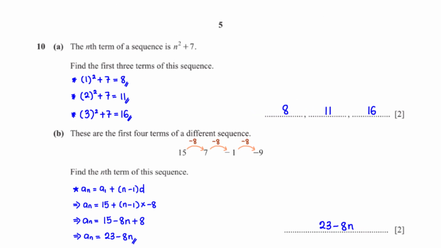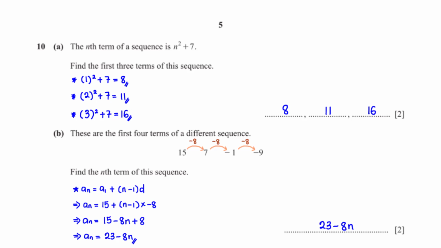The nth term of a sequence is n squared plus 7. Find the first 3 terms of this sequence. To get the first term, we plug in n equals 1 into n squared plus 7. This gives us 8. For the second term, we have 2 squared plus 7, which is equal to 11. Then for the third term, we have 3 squared plus 7, which is equal to 16.